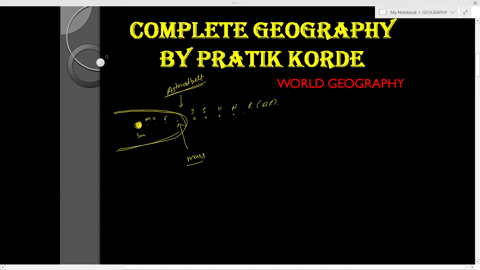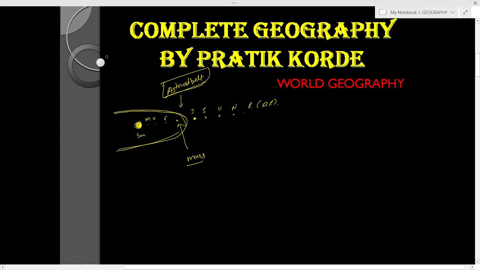Okay, so you will find that the little bodies are revolving around the sun, in particular this belt between Mars and Jupiter. So if a question comes up asking where this asteroid belt lies, that is between Mars and Jupiter.